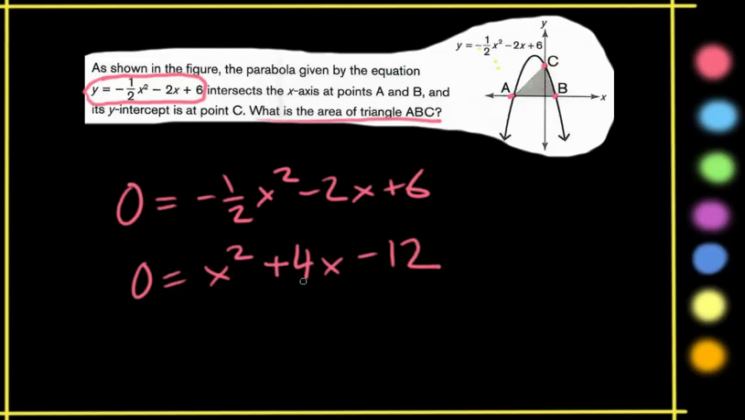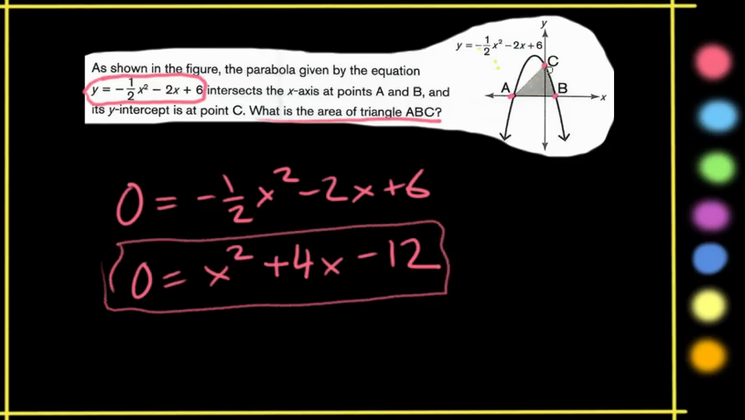The problem is this is now a different parabola. So I have to be careful not to use this parabola to find the point C. I can only use it to find the points A and B, because when I multiply this by -2, I get a different parabola, but it has the same A and B intersection points on the x-axis. And that's what's important. And so we can factor this, or we can use the quadratic formula, but this one is pretty easy to factor.